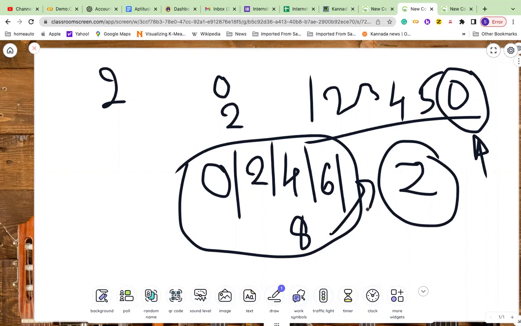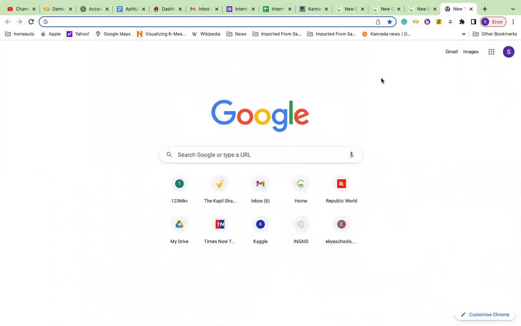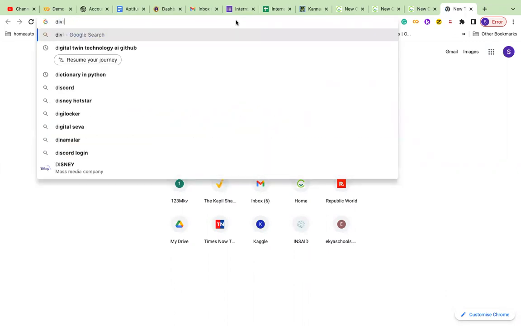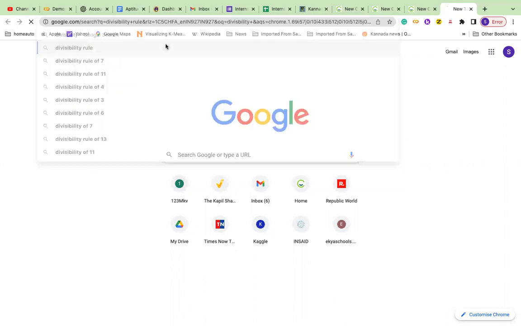Yes, sir. They will check whether the number is divisible by 2, divisible by 3. So I will share the chart with you. You practice that. These are called divisibility rules. I think I have not added it actually. So this is very important.